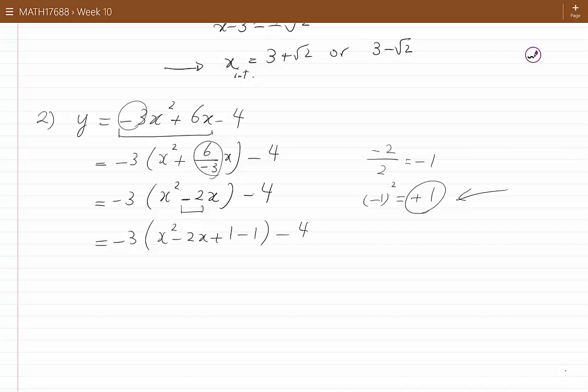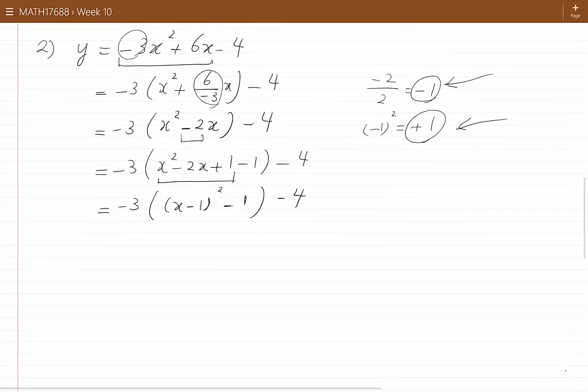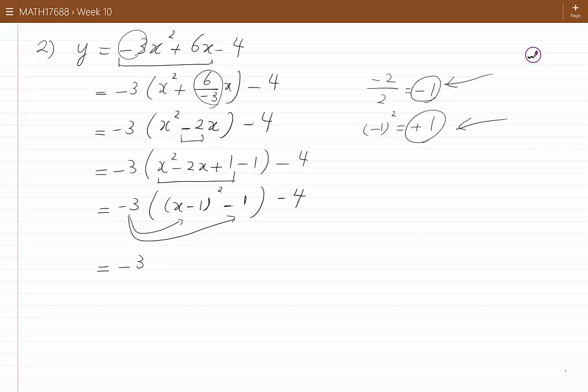Now the first three terms inside the bracket can be combined to give you a complete square. The complete square is (x minus 1) squared. The minus 1 is what you found at this stage. And then we have a minus 1 and minus 4. Now let's open the first bracket. We will have minus 3 (x minus 1) squared plus 3 minus 4. And this is equal to minus 3 (x minus 1) squared minus 1.